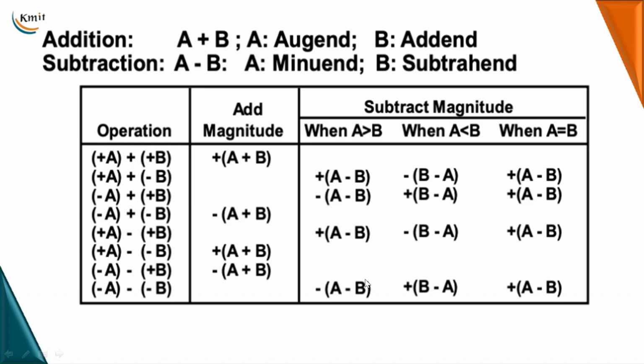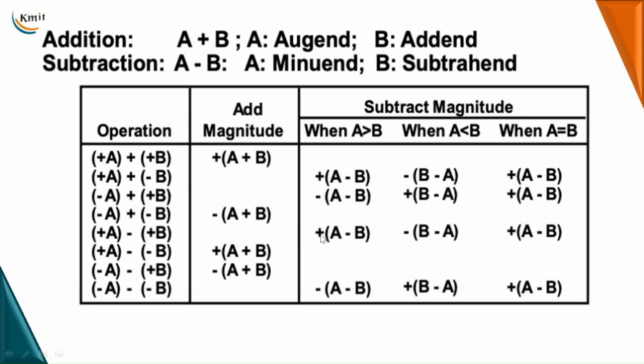When it comes to both positive and both negative, first consider a situation where both of your operands are positive. In that case, you have to check if A is less than B, or A is greater than B, or A is equal to B. If A is greater than B, then you are subtracting B from A, a smaller number from a larger number. So you are doing A minus B.